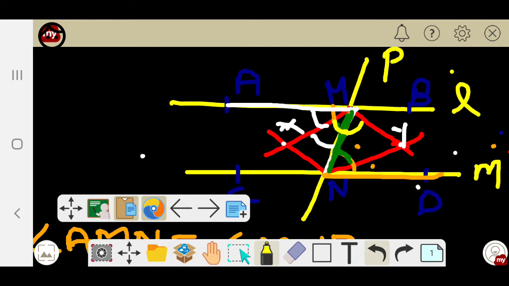Okay, dear children, again I tell you, it is not that easy. Try to understand each step, then only you can follow this.